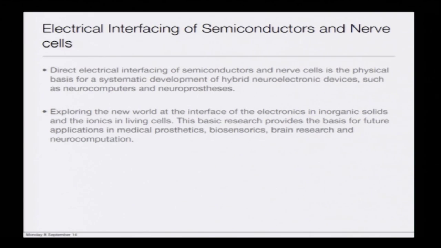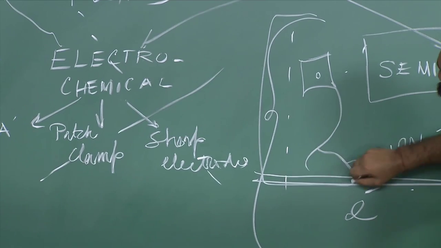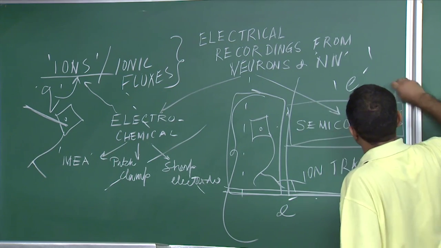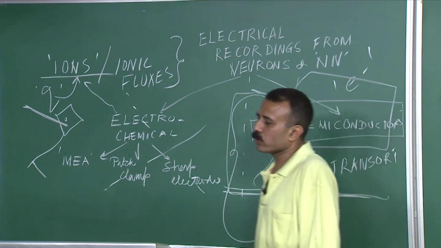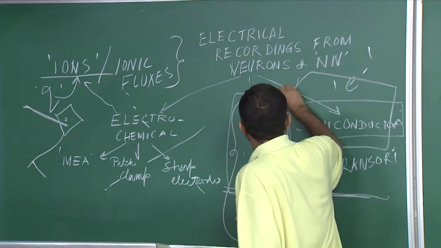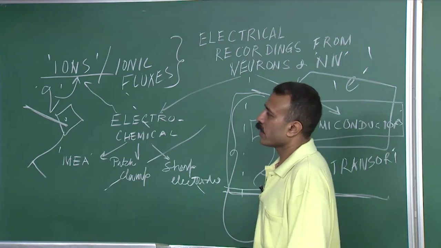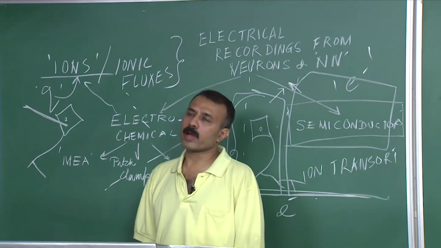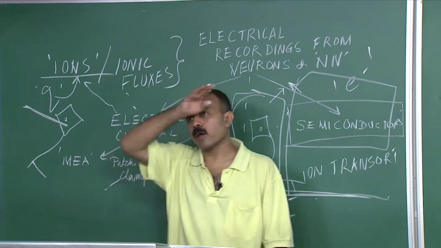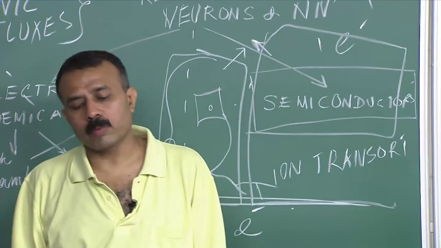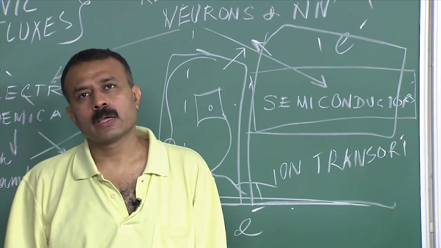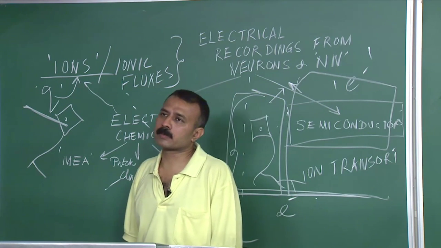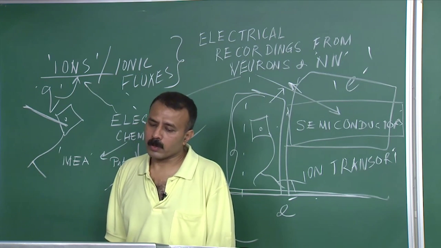So, the neuro part is out here, this is your neuro part, and this is your electronic part. That is what we talked about with the hybrid system, because these are two different systems which are making hybrid neuroelectric devices, and which someday, possibly in a distant future, will have neuronal computers and neuroprostheses governed by the interfacing of semiconductor devices with our own nervous system.